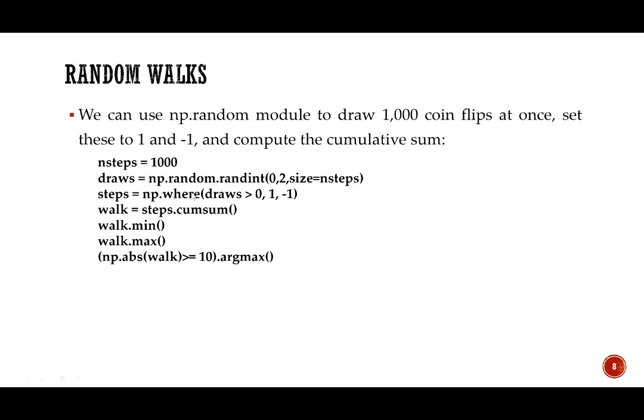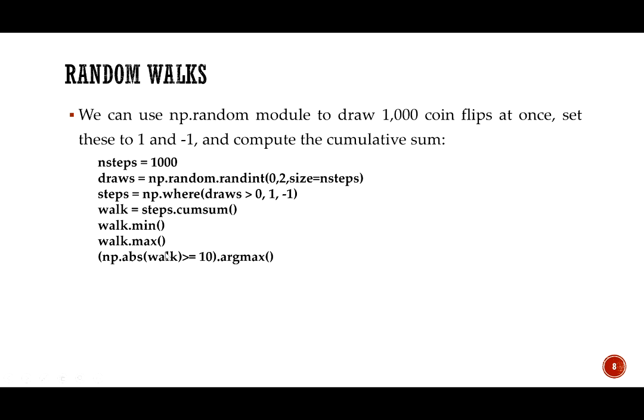When we are using the where statement, the first argument is the condition. The second argument is the true value, so if the condition holds, then the value is the second item. If the condition doesn't hold, then we pass the third argument. Then we apply the cumulative sum function to steps, which is an array. And then when we create that walk, remember, if we apply the min function to walk when walk is a list, we get an error. But now that walk is an array, then we can apply min and max functions.